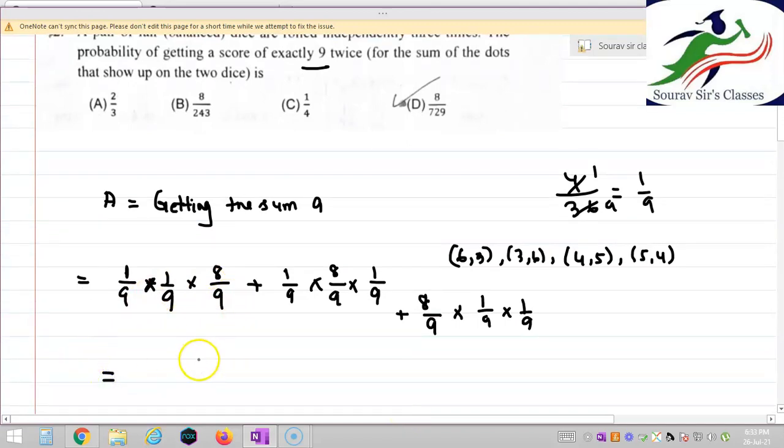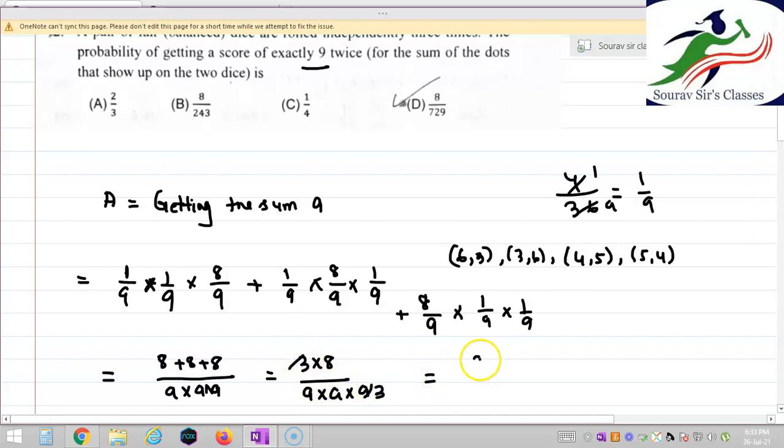So 9 into 9 into 9 in the denominator. We need to add 8 plus 8 plus 8 by 9 into 9 into 9. So that will be 3 into 8 by 9 into 9 into 9. Cancelling 9 with 3, I will get 3. So 8 by 81 into 3, that is 243. So 8 by 243. This is our answer.